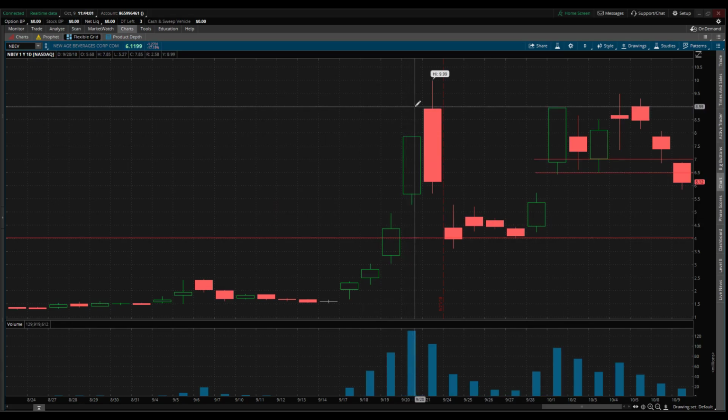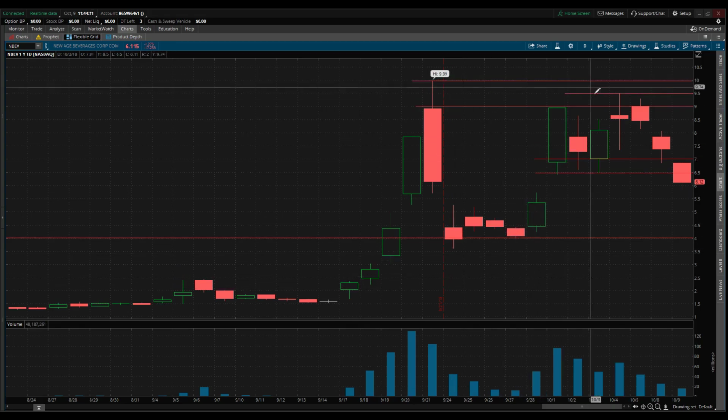Resistance overhead really quickly here. We got $9, right? Resistance. And then last but not least, obviously $10, and you could even use $9.50 here, right? So whole and half dollar numbers are definitely in play. They're definitely being respected on this chart.